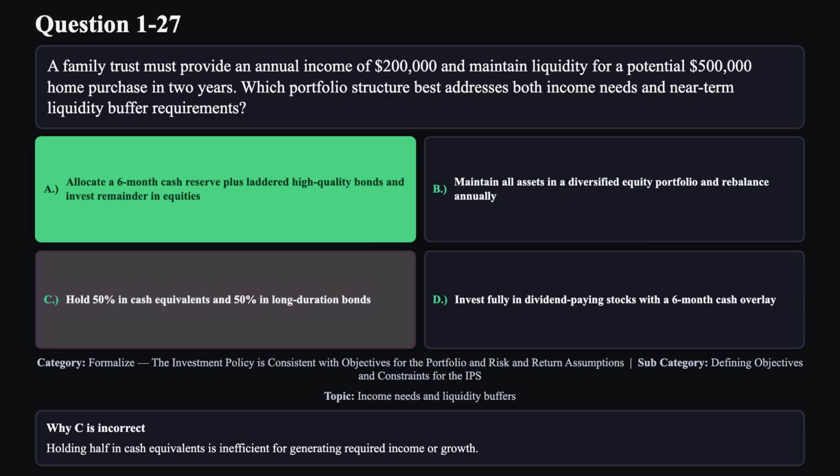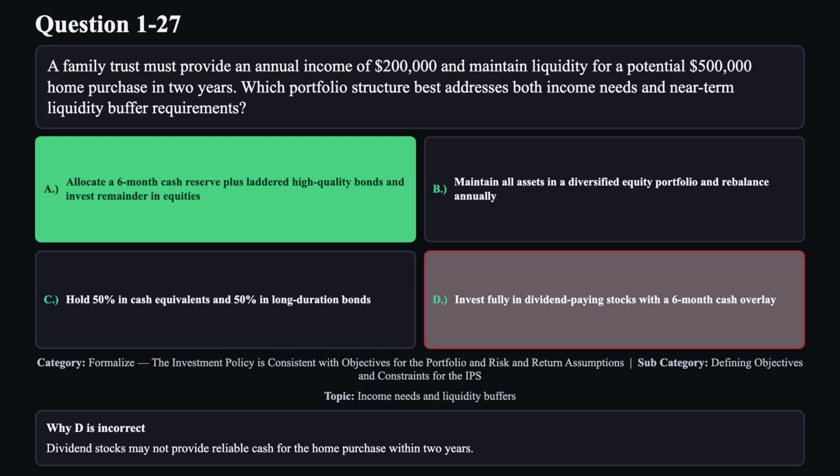Reason C is not correct. Holding half in cash equivalents is inefficient for generating required income or growth. Reason D is not correct. Dividend stocks may not provide reliable cash for the home purchase within 2 years.